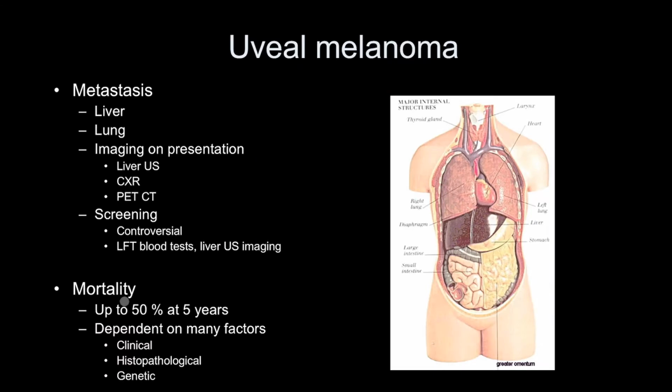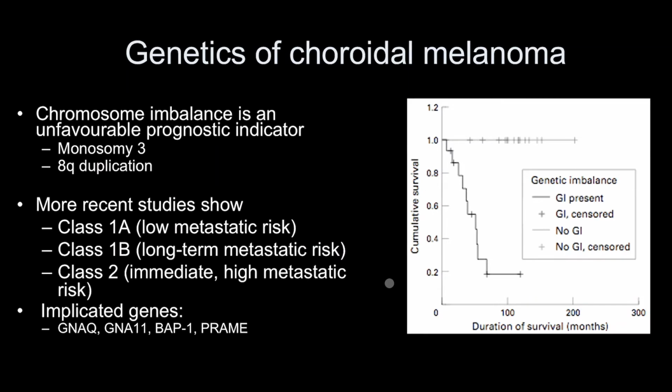Mortality, the headline figure, is up to 50% at 5 years, but actually that is dependent on many factors, which include clinical factors, histopathological factors, and genetic factors. And I'll just tell you a little bit about genetics. And this is genetics within the tumor. It's not the kind of genetics that you generally pass through to your family.